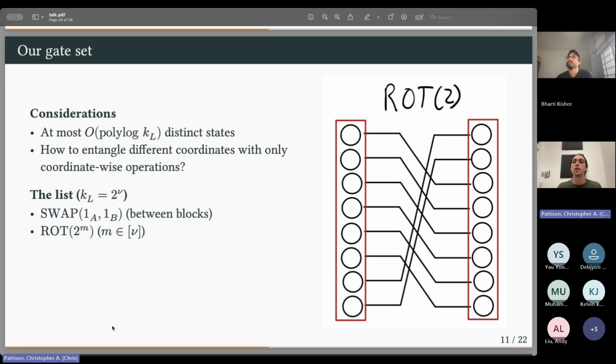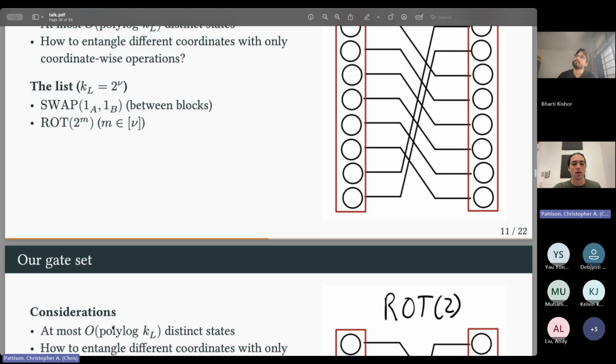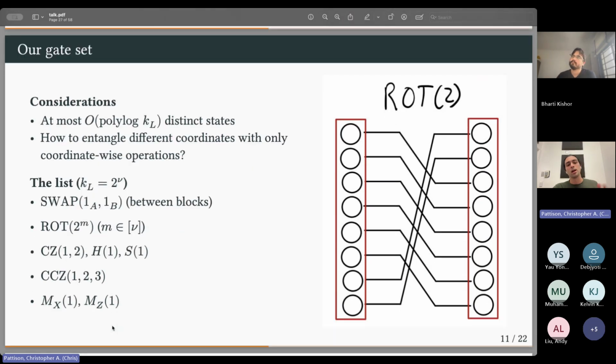And for convenience, let's assume that the number of qubits is also a power of 2. It doesn't change much. Then we get the standard stuff: we apply CZ to the first two coordinates, Hadamard, S, and measure the first two coordinates in either the X or the Z basis. Then also a CCZ to the first three coordinates, and that's going to be our third level gate. So this is our full gate set that we're going to distill resource states for.